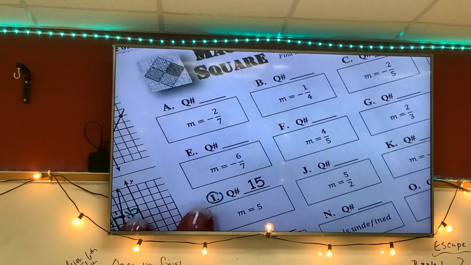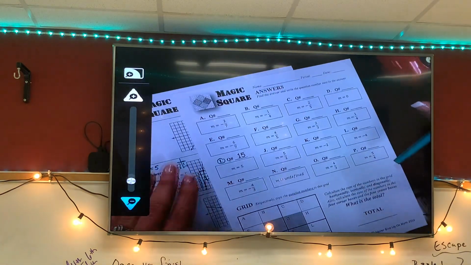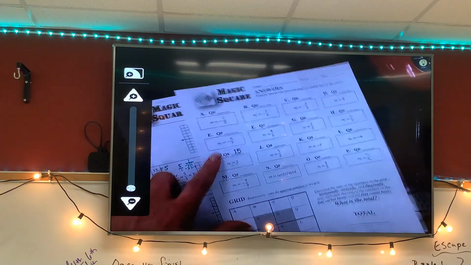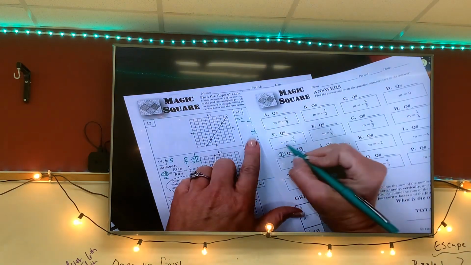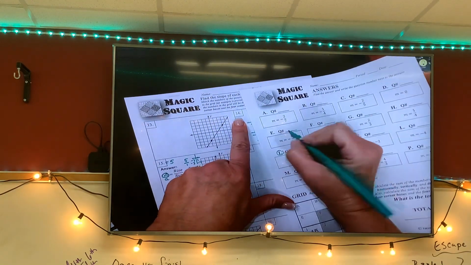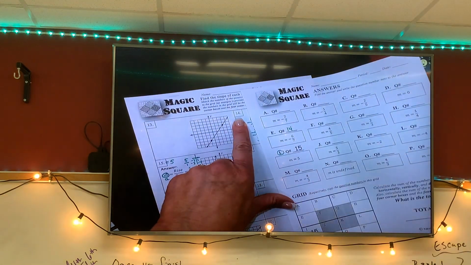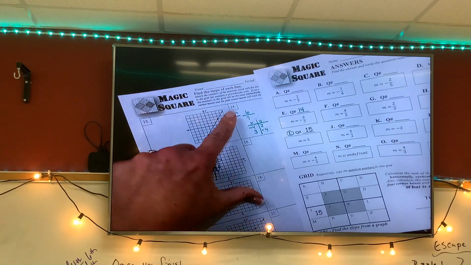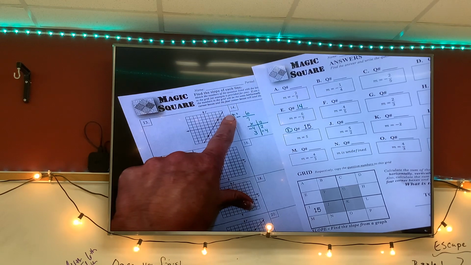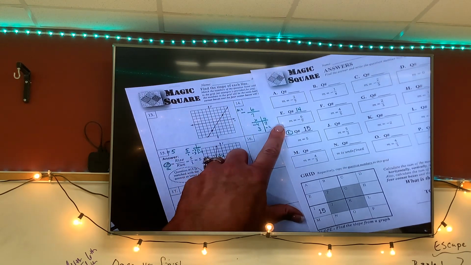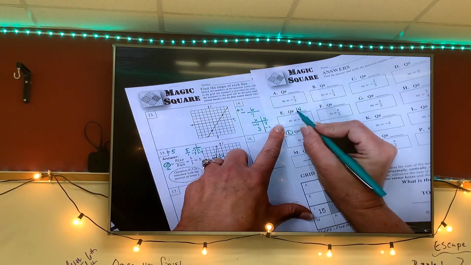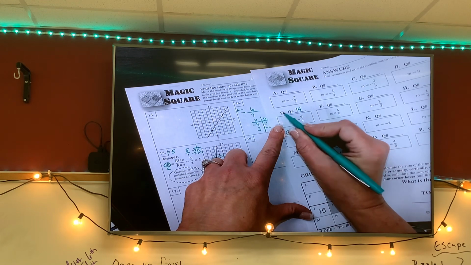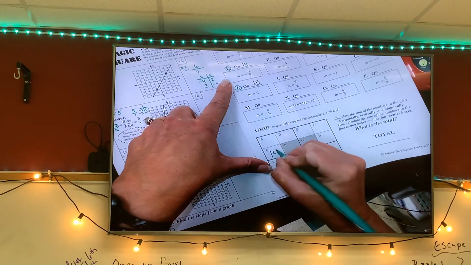So I go to my answer key and I look for it. Oh, there it is. It's E. So -6/7 is question number 14. So I put a number 14. Now, if I am looking at this, my E will be 14.